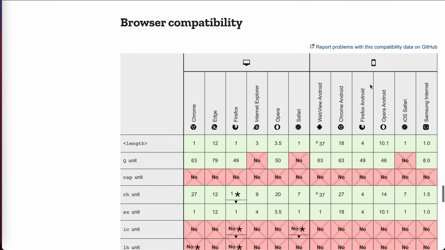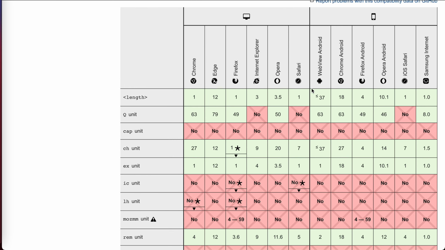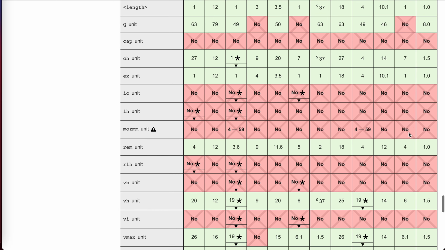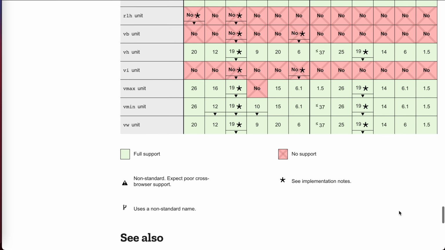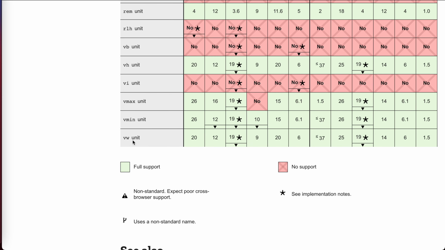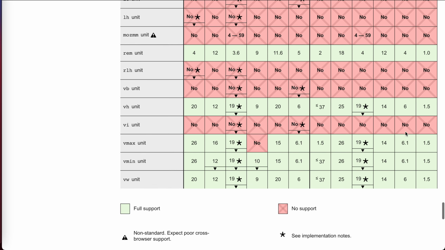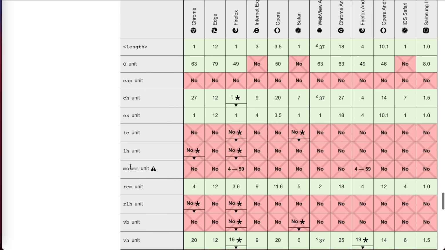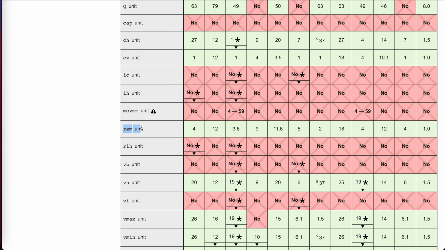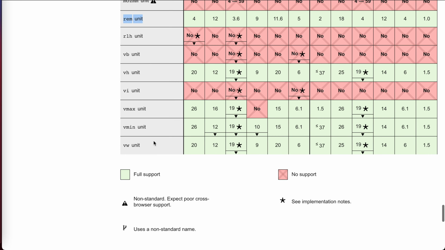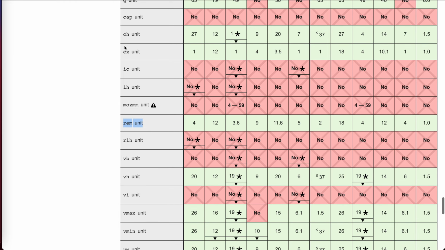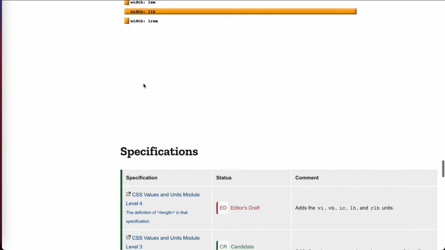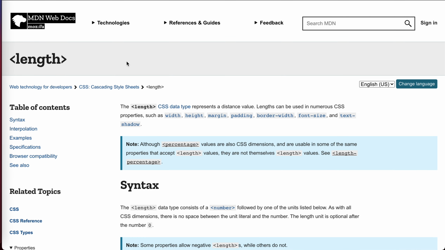And about compatibility, let's take a look at Safari. Mobile Safari. CH and EX are supported. This is not ready. This is not ready. VW, oh, this is ready. I'm sorry, this is not ready yet. So VW, vmin, vmax, and VH are actually safe to use nowadays, and REM, root EM, should be used everywhere, I would say. Okay, so this is it. These are the length data types.